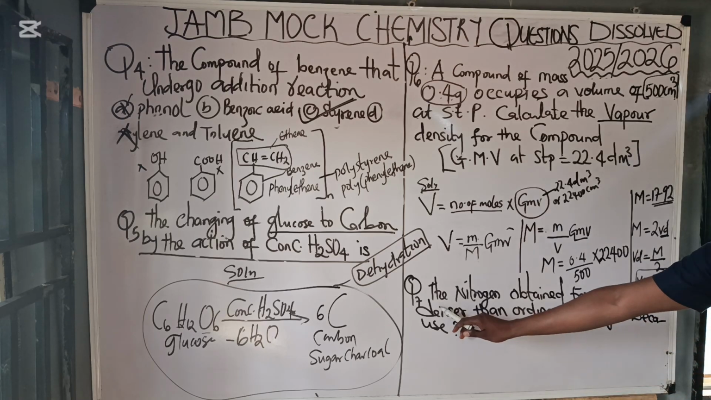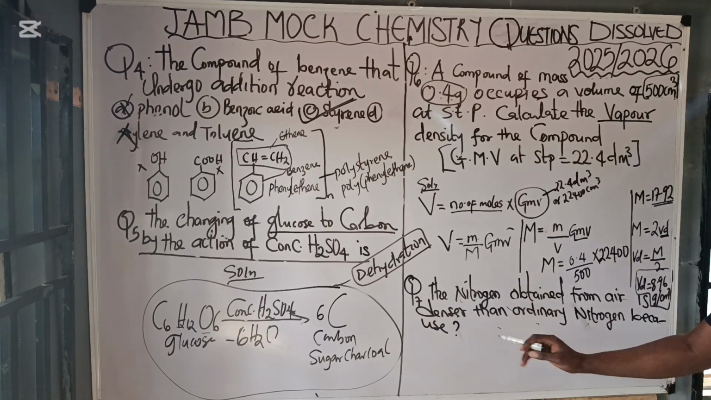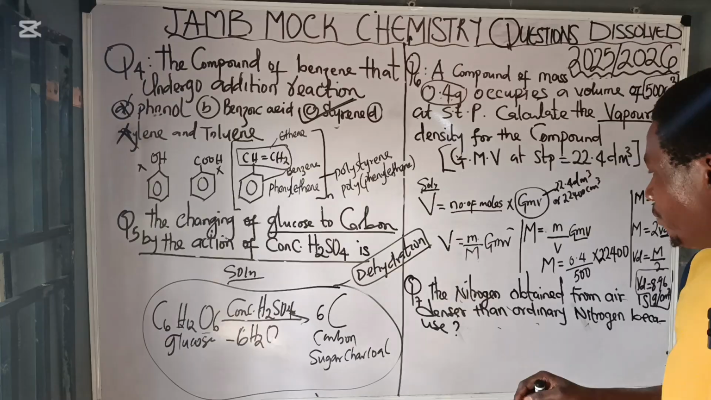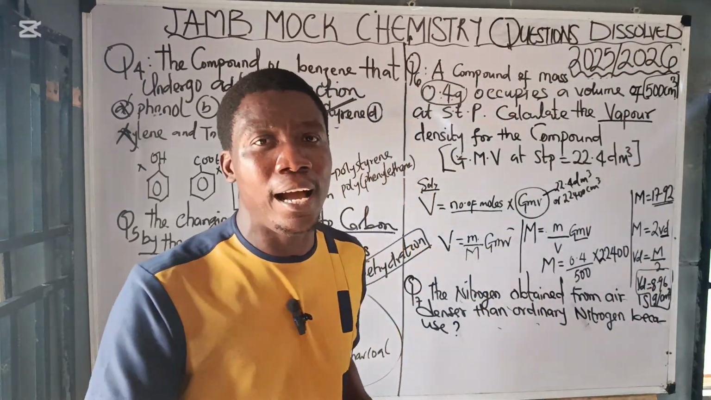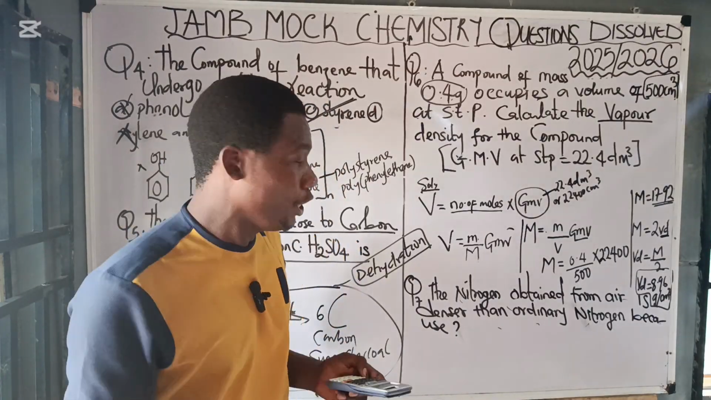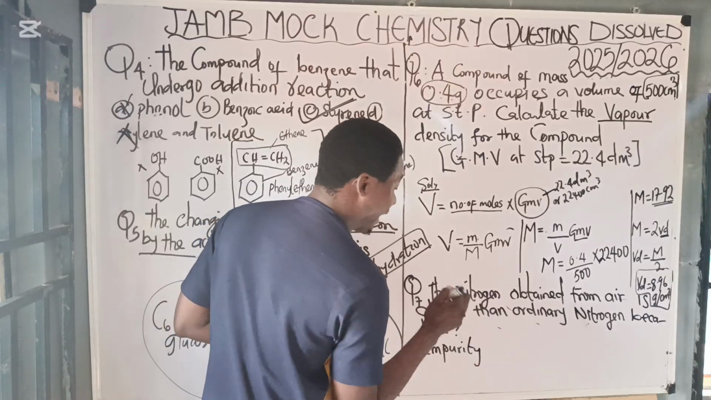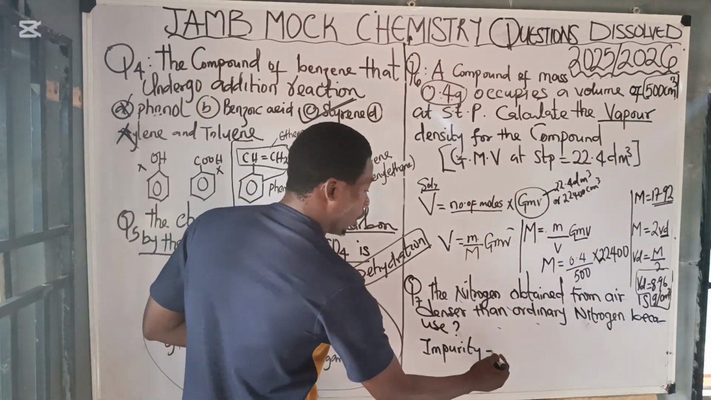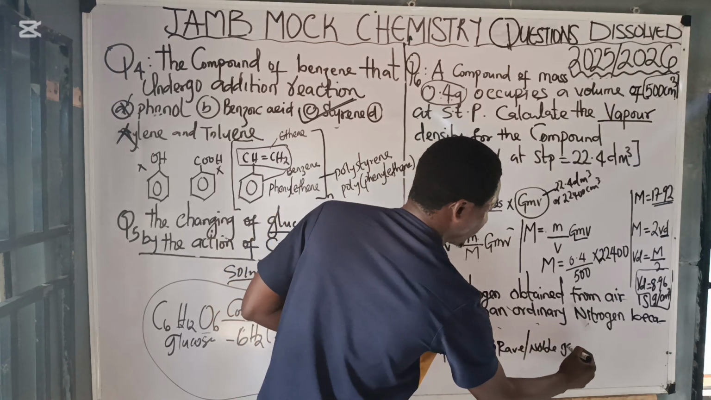Now let's take a look at question number 7. The nitrogen obtained from air is denser than ordinary nitrogen because of what? Now, you must understand the difference between the density of ordinary nitrogen and the nitrogen obtained from air. When nitrogen is obtained from air, it usually contains impurity. The impurity found in the nitrogen obtained from air is called rare gases, rare or noble gas.